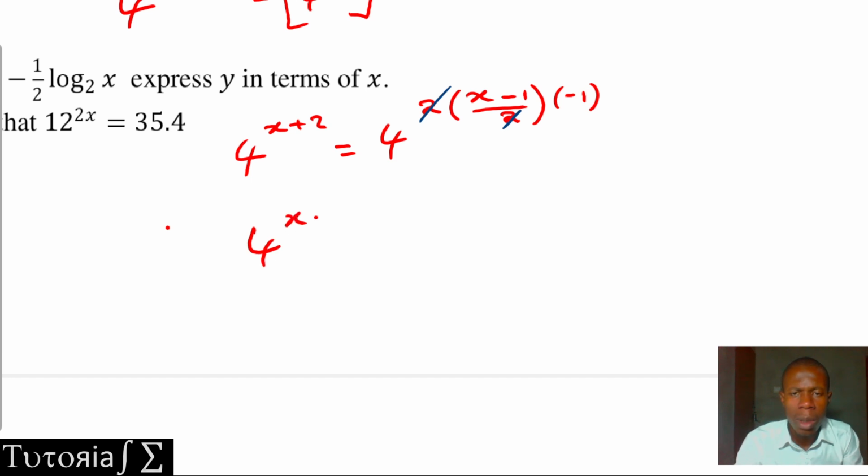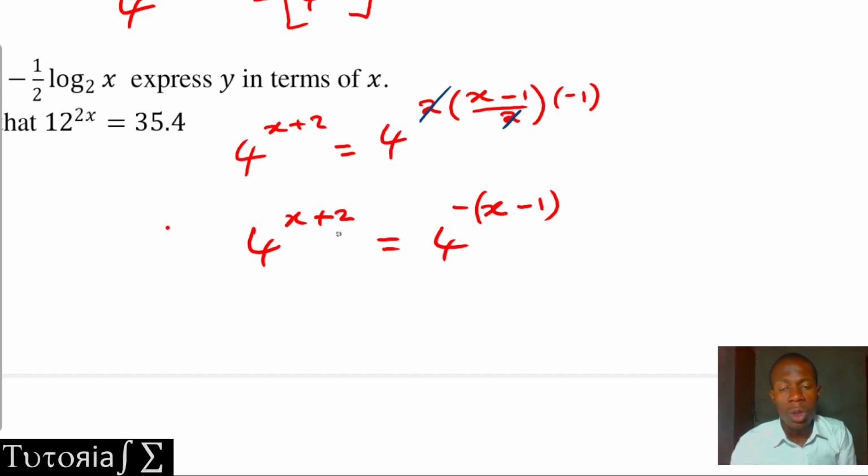4 to the power x plus 2 equal to 4 to the power x minus 1 times negative 1. So I can put the negative 1 here. So times 1, the negative here. Now here we are not solving for the value of x. We're trying to simplify. So what we'll do is we can multiply.